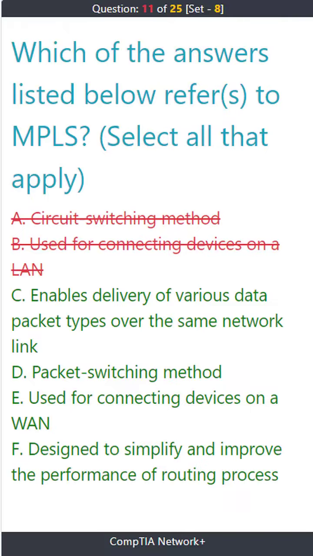The correct answers are C. Enables delivery of various data packet types over the same network link. D. Packet switching method. E. Used for connecting devices on a WAN. F. Designed to simplify and improve the performance of routing process.